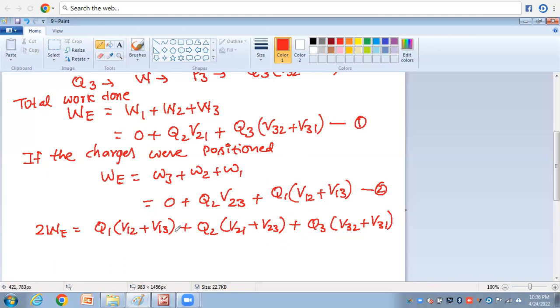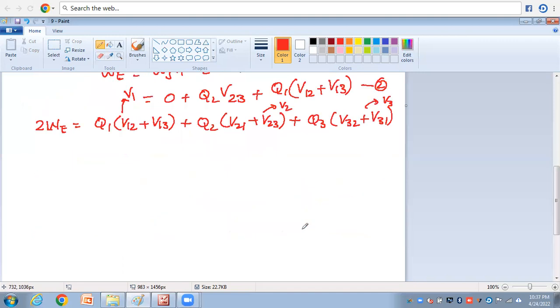Finally, we can write V12 plus V13, which I can write as V1. V21 plus V23, I may write V2. Then V32 plus V31, this is V3. Now finally, 2WE equal to Q1 V1 plus Q2 V2 plus Q3 V3.